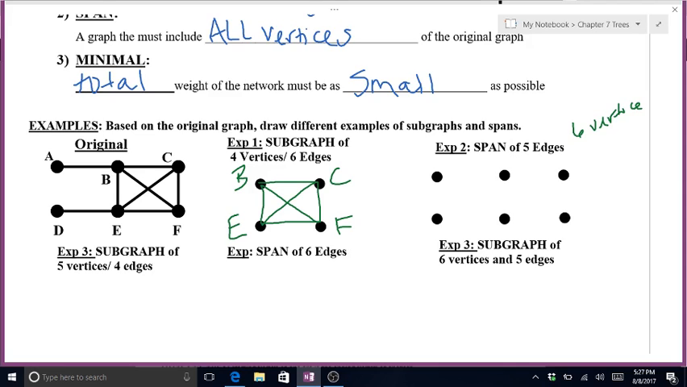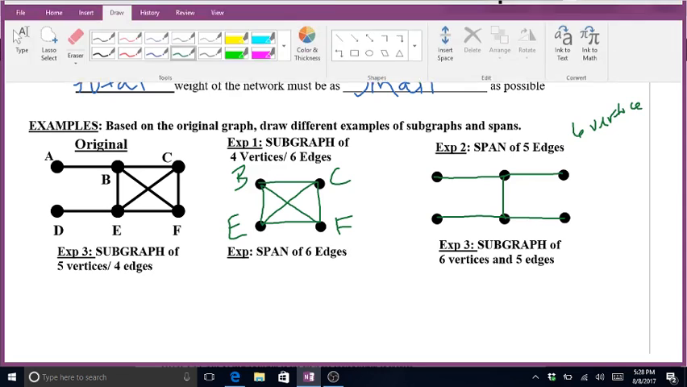You have a couple different options here. I'm going to do the first one in green. So I'm going to draw this and this that connects these 3 at the top. That's 2 edges. Here's 4 edges. Now, I've got a couple of different options here. I can drop this line down like this. That's a span. It has all 6 dots and 5 lines.